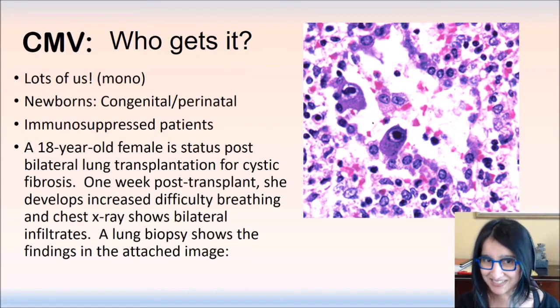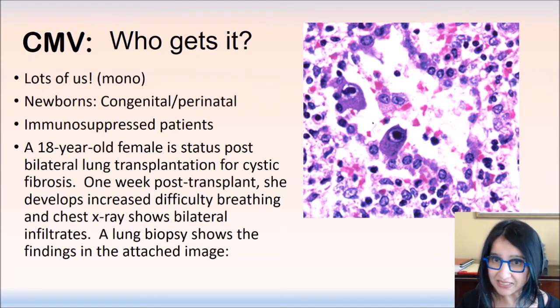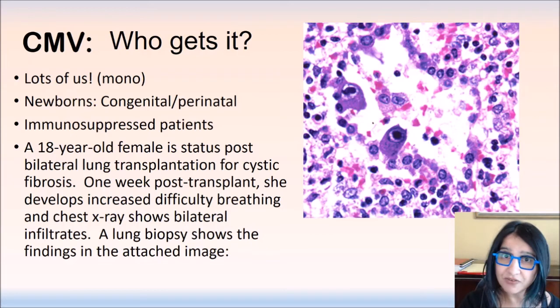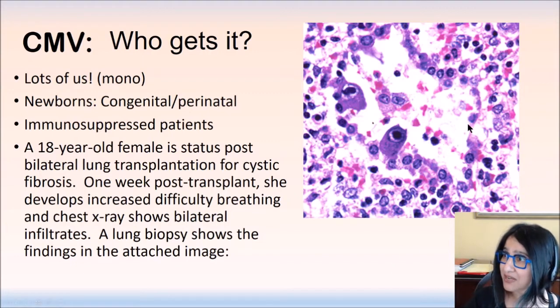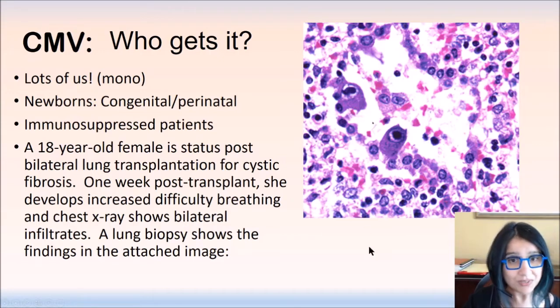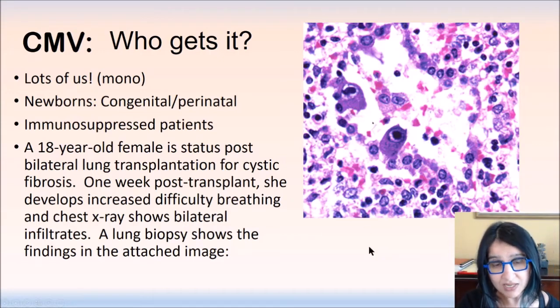So here's a classic example of a question that you might see with CMV. An 18-year-old female is status post bilateral lung transplantation for cystic fibrosis. A week after her transplant, she develops increased difficulty breathing and she has bilateral infiltrates on chest x-ray. A lung biopsy, and this is actually the alveolus, shows these findings. So this would be a classic cytomegalovirus pulmonary infection in a post-transplant immunosuppressed patient.